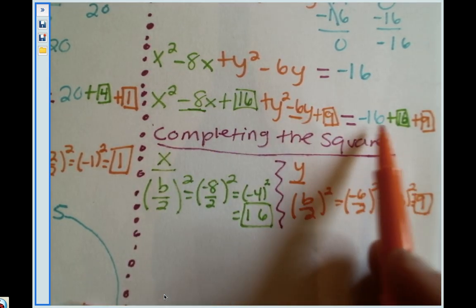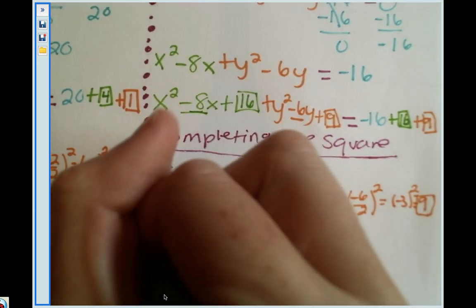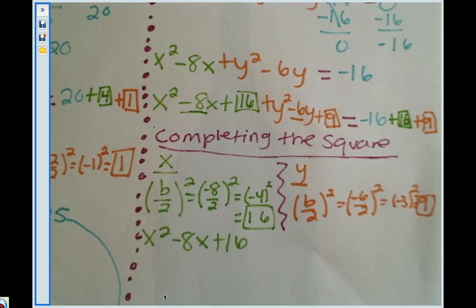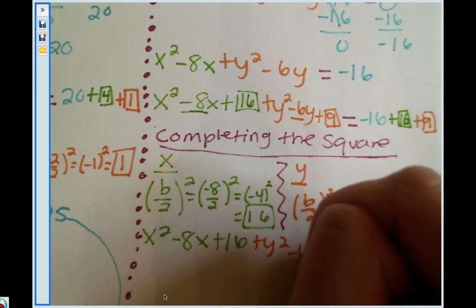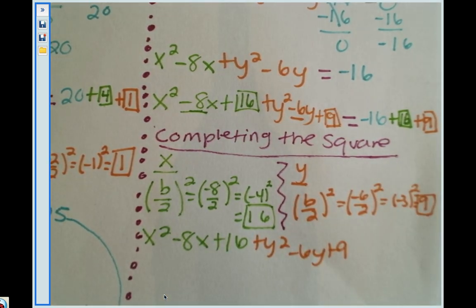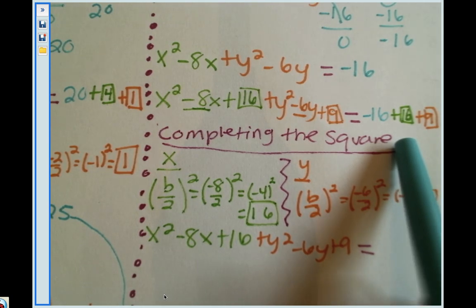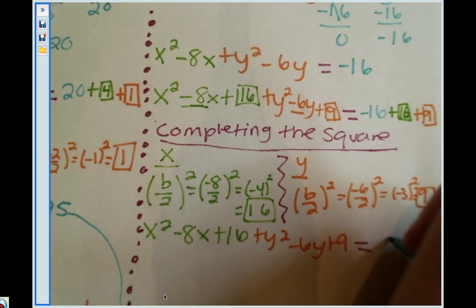I'm going to rewrite this and just combine my like terms. So we have x squared minus 8x plus 16 plus y squared minus 6y plus 9 equals, let's see, negative 16 plus 16 is 0, and 0 plus 9 gives me a 9. Look at that. Okay, guys, we're getting close.